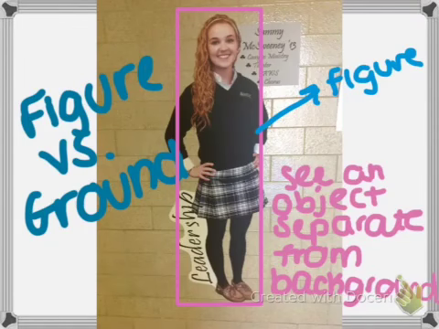The figure versus ground relationship demonstrates how we distinguish an object from its surroundings and focus our attention to that figure. In this example, we see a distinct and separate figure, in this case Sammy's poster, stand out from the background surrounding it, the brick wall.